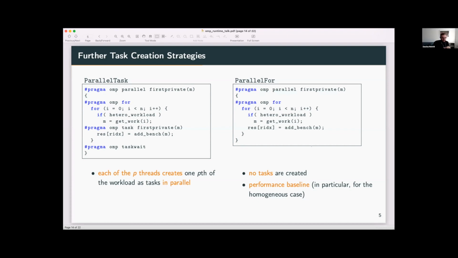And as a baseline implementation, we are using something called the parallel for approach, where we don't spawn any task. We just execute the same work, either heterogeneously or in a homogeneous setting, just by executing that for loop. This is then our performance baseline, in order to compare how much overhead we have with these parallel tasks.